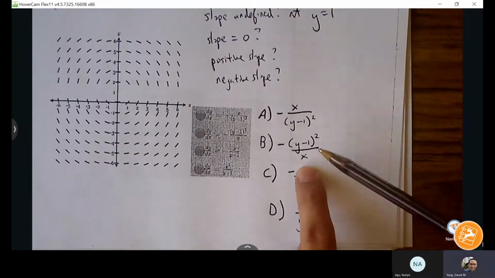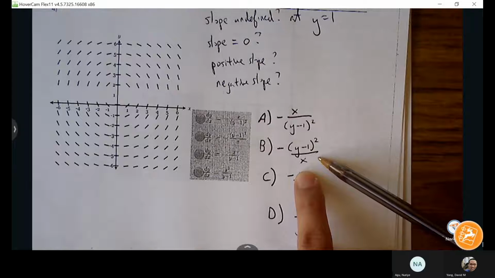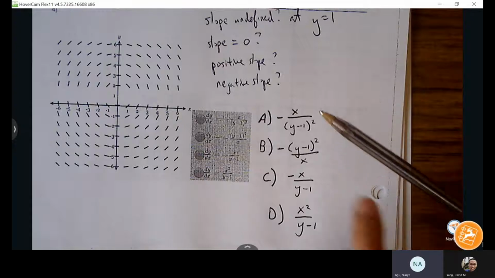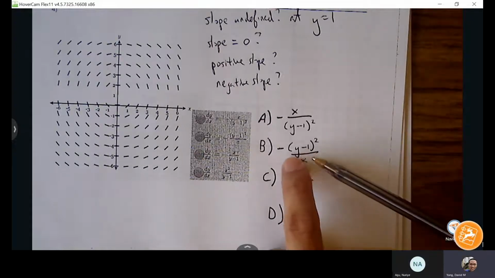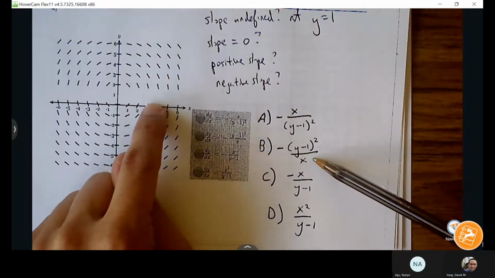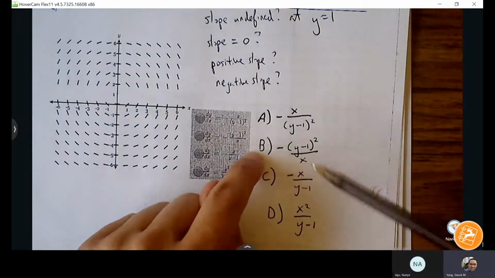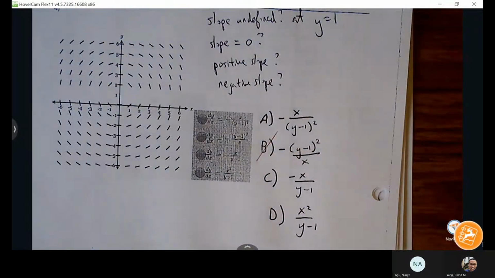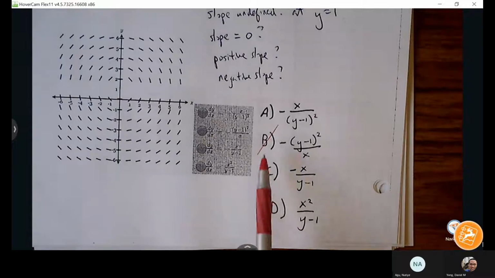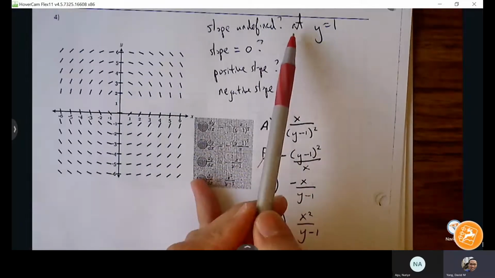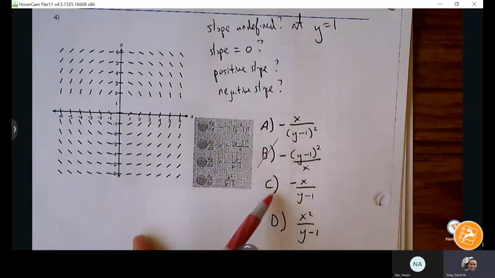Okay. How about the second one here? That one is not undefined. So this doesn't match with the graph we see in front of us. So this can't be the right answer. Okay, eliminate this one. Now these other ones, they all have y minus 1, so we have to still keep this in play, right?